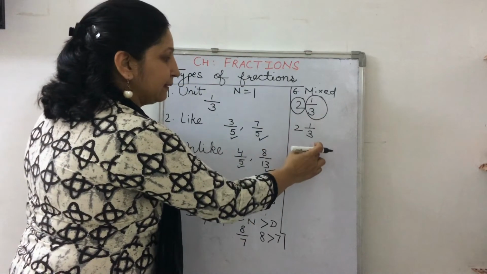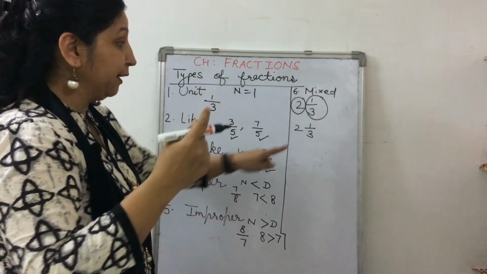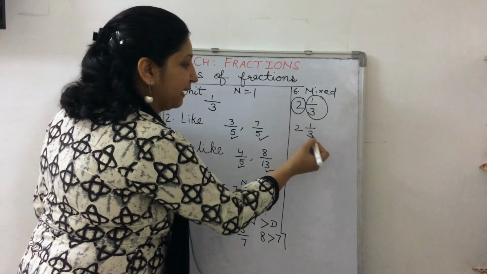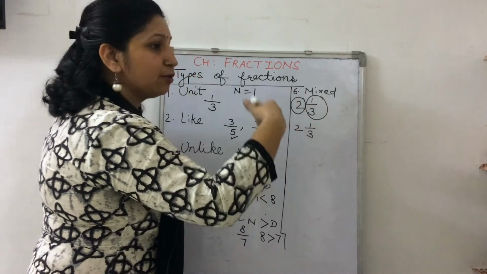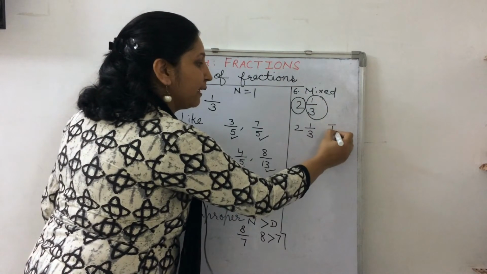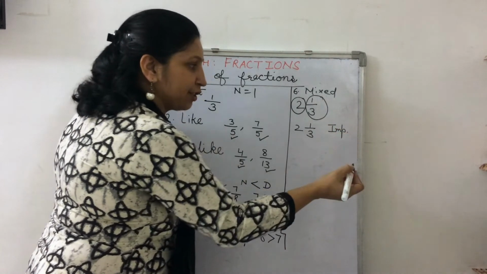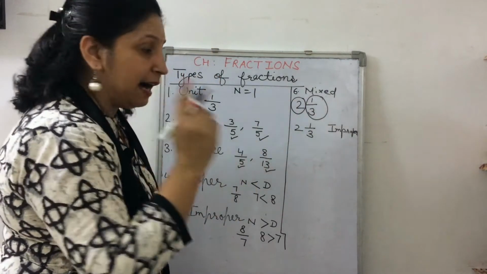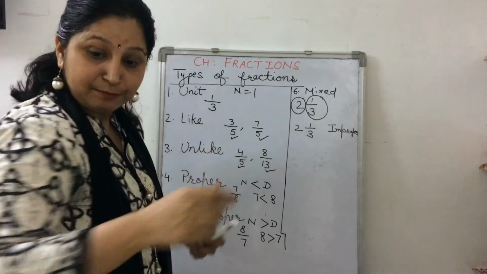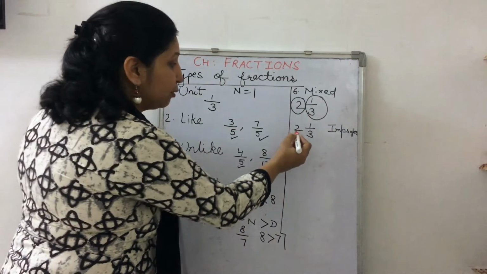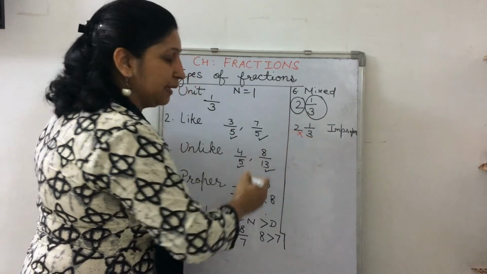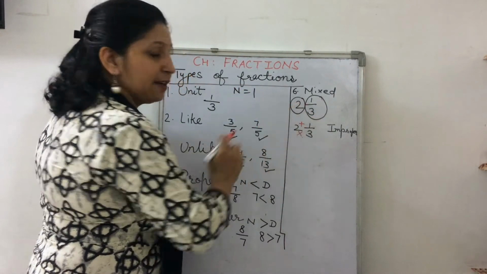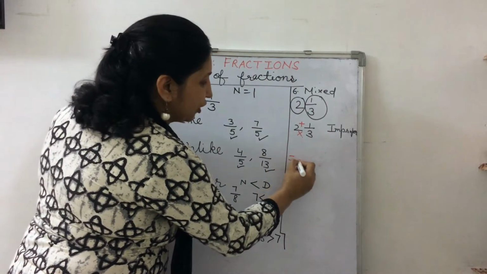It means how to convert this into improper. Why am I saying improper? Because whenever I change this into a fraction, it will always be an improper fraction. How? Students, here this 2 and 3 is always multiplied with each other, and whatever we have got, that is added to this 1.